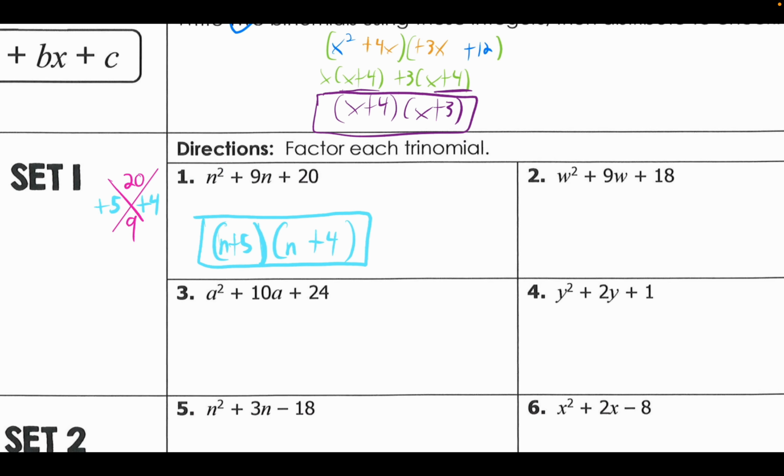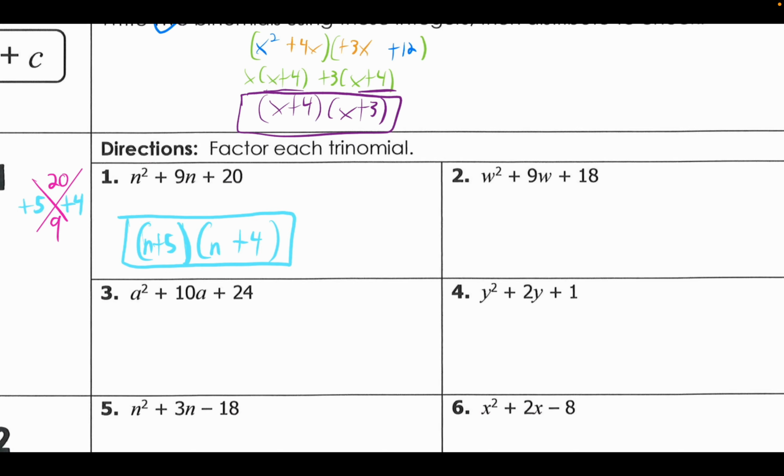So, on to number 2. Do the same thing. We'll make the x. 18 at the top, because 1 times 18. 9 at the bottom is our b. The two numbers that would work.